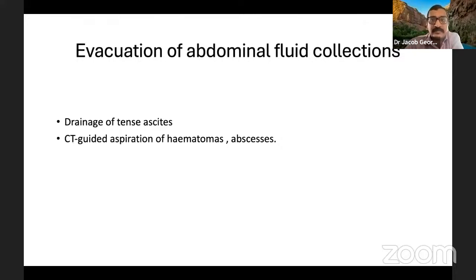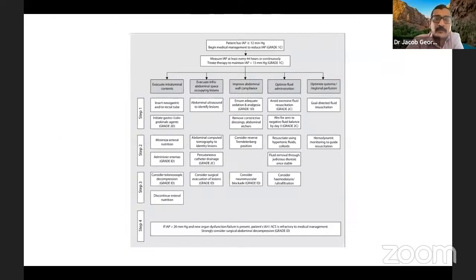If you have fluid collections in the abdomen, especially in case of pancreatitis or massive ascites, you can try to drain them by needle paracentesis or CT-guided aspiration of hematoma and abscess. And mind you, it is always better to have a stepwise, guarded approach in the management of intra-abdominal pressure.